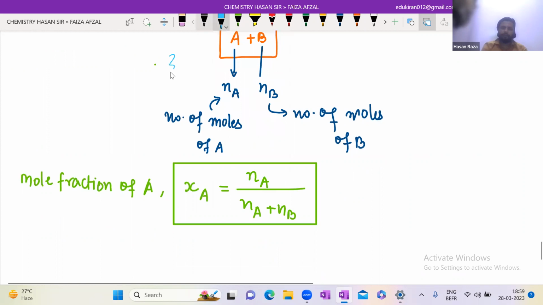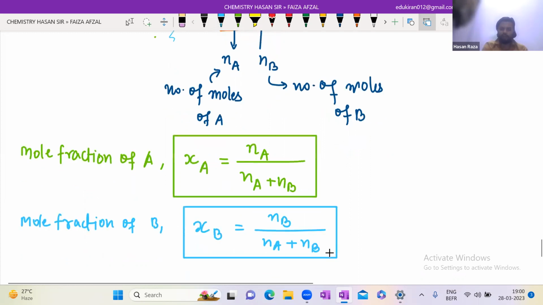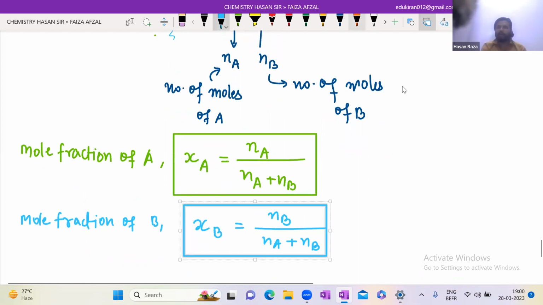Now I'm going to write it for you. Wait a minute. Mole fraction of B, chi B, equals number of moles of B upon number of moles of A plus number of moles of B. So this is the same formula. The only thing that changes is the numerator: mole fraction of A will be equal to number of moles of A upon number of moles of A plus number of moles of B.